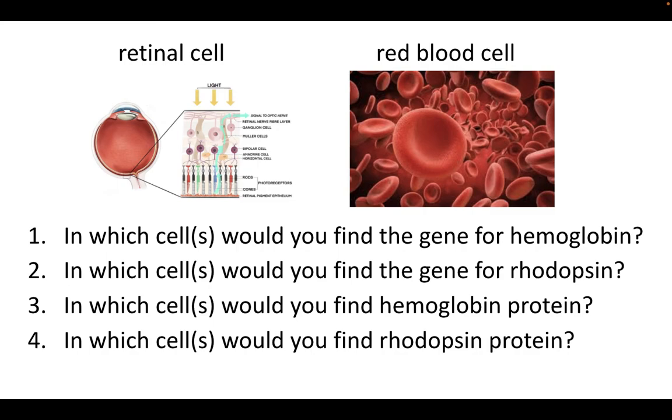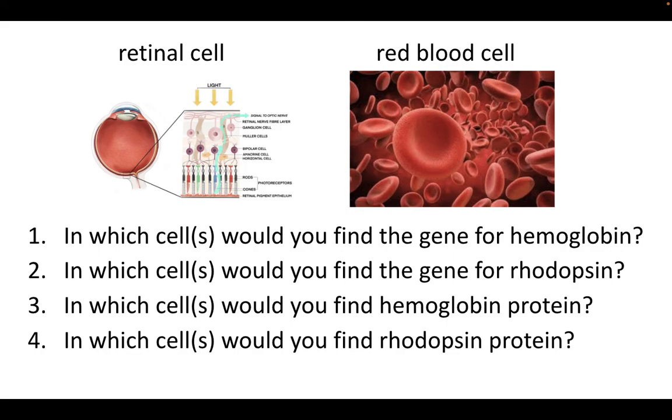Remember that hemoglobin is the protein that carries oxygen within red blood cells, and rhodopsin is a protein that changes shape based on light. It's a light-sensitive protein that allows you to see. So it's part of your visual system.